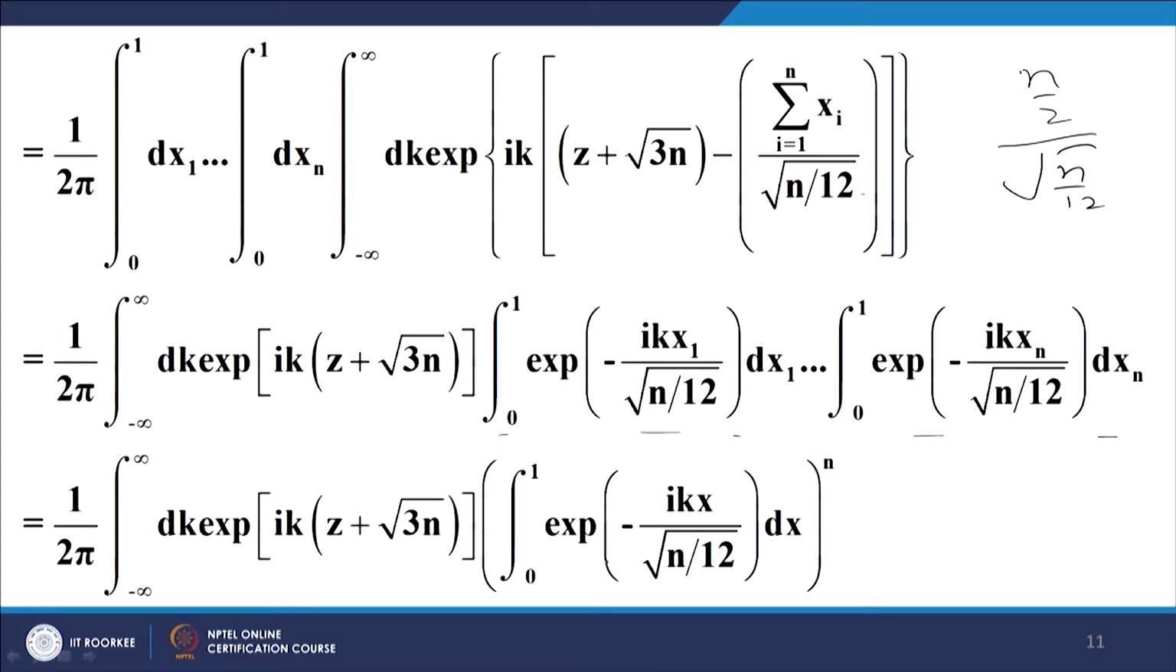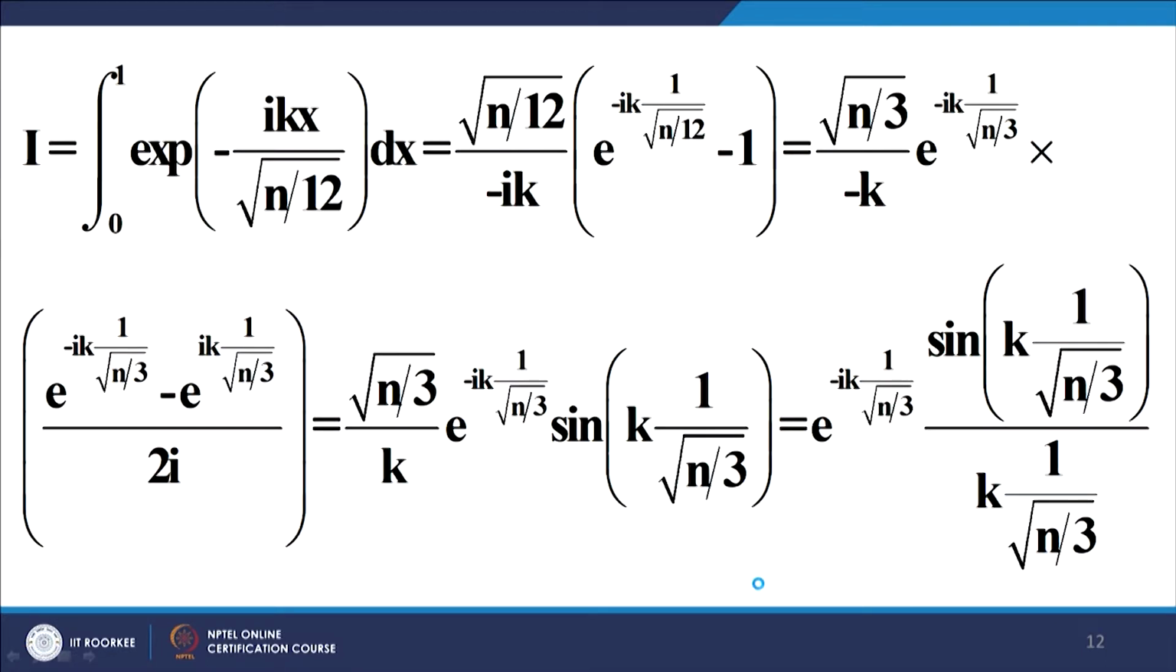Let us evaluate this particular integral without the nth power. Let us call this integral I, and let us evaluate that. When you evaluate this integral, exponential i k x under root n by 2, you get, after some simplification, taking 0 to 1, this particular expression. The integration is quite straightforward, it is an exponential.